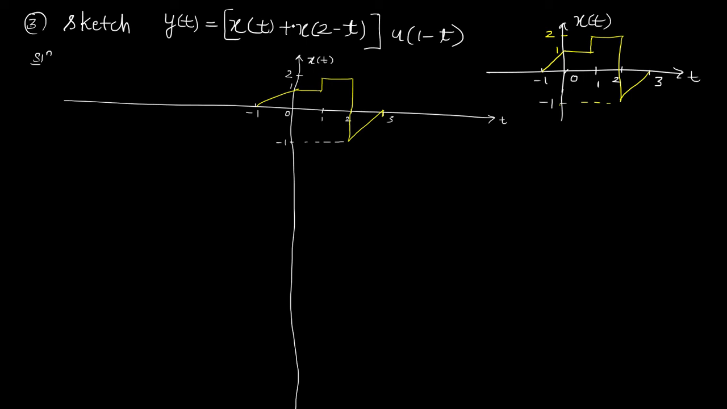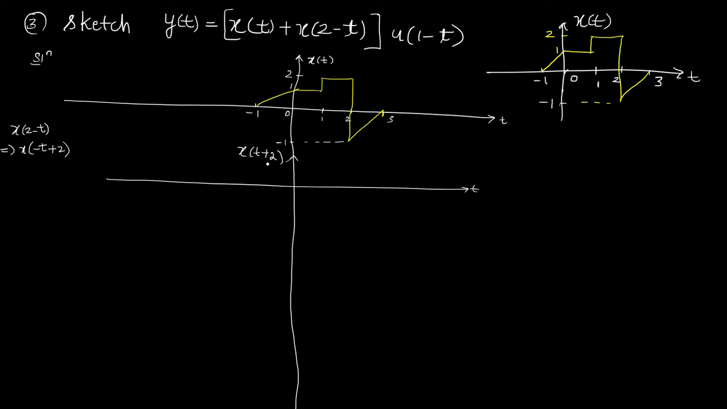For this x of t, you have to add x of 2 minus t. How to sketch x of 2 minus t? First you have to arrange it in the order x of minus t plus 2. There are two operations here. One is time shifting, the other one is time reversal. According to precedence rule, first you have to do time shifting. X of t plus 2, you have to do time shifting. So shift the entire time axis towards left by 2 units.